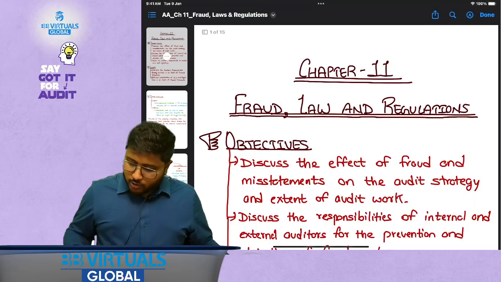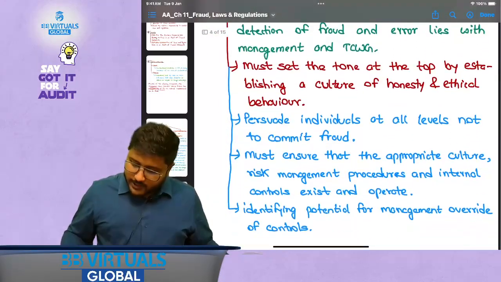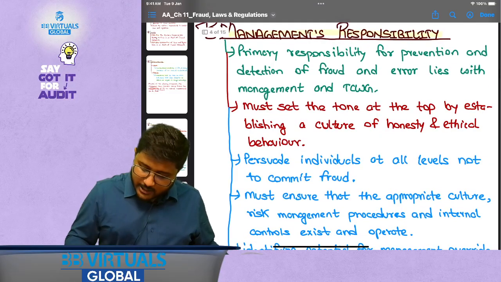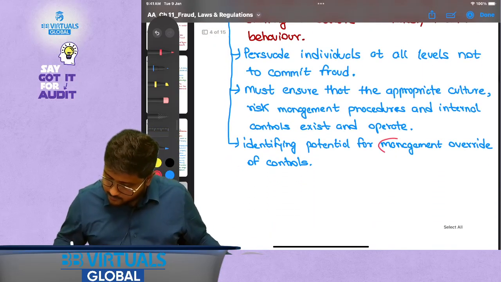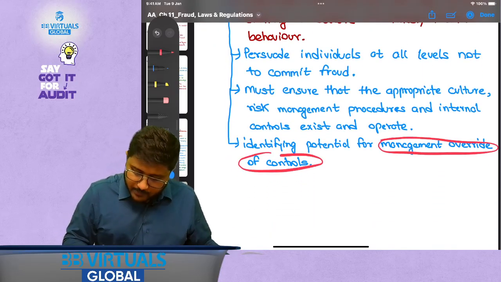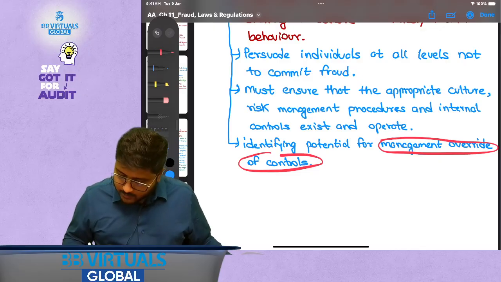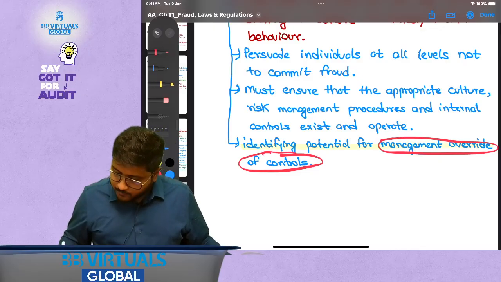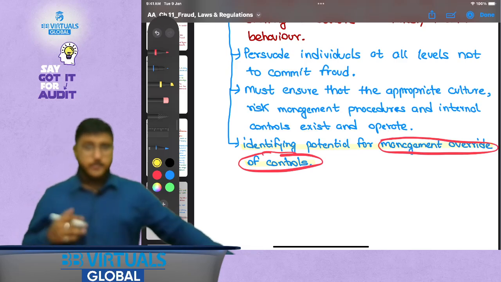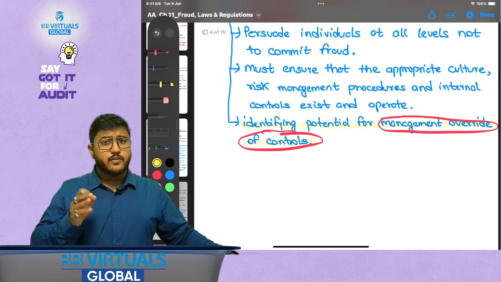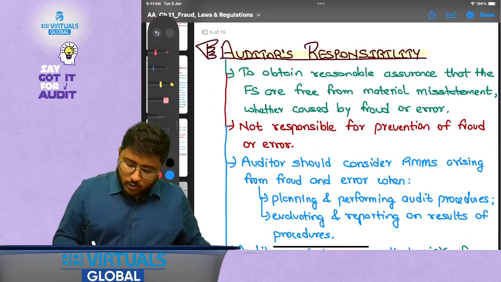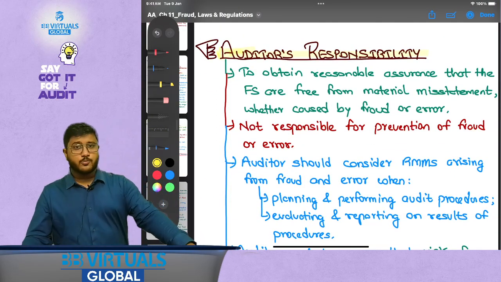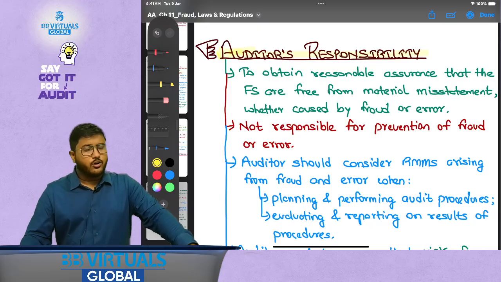See, a lot of times this could happen that management themselves might ask the team members not to follow the appropriate procedures. Can this happen? Yes, management override of controls might happen. What is management override of controls? When management themselves try to manipulate the controls or not comply with the controls that they have themselves applied in the company. Now the auditor's responsibilities. Everybody thinks that the primary responsibility of prevention and detection of fraud lies with the auditor, but is that true?